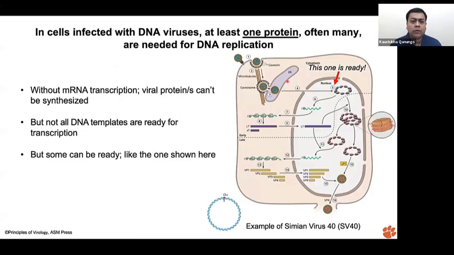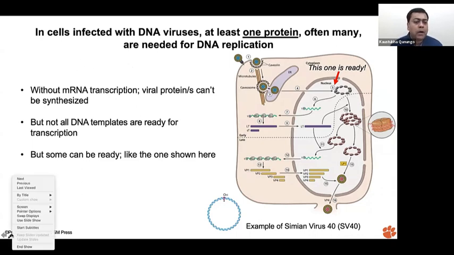Although we said that mRNA synthesis or transcription is the first event that is going to happen when the cells are infected with the DNA viruses, at least one protein, or often many, are needed for the DNA replication. Hold on one second. Yeah, that's fine. So at least one protein is needed for the DNA replication.